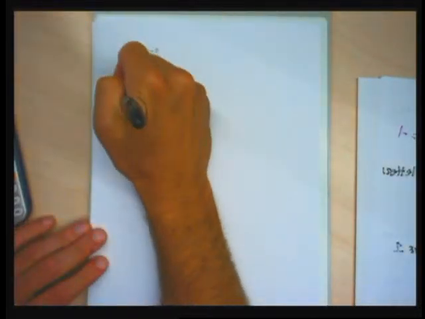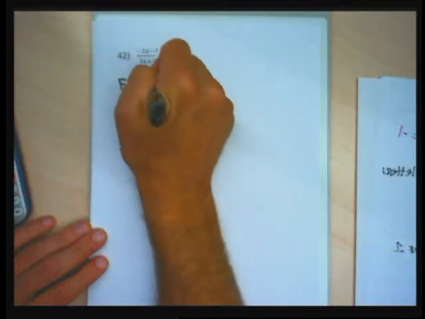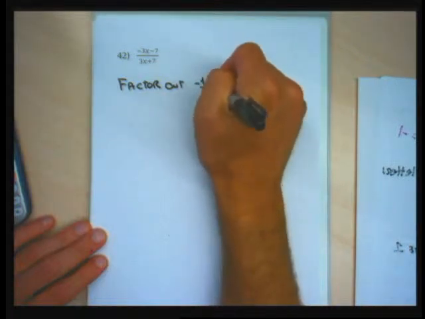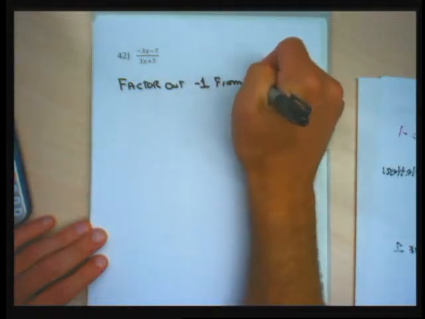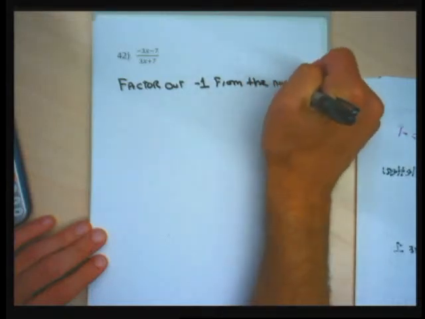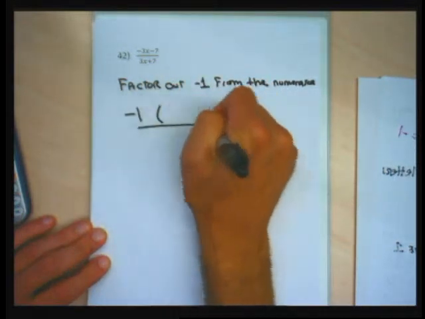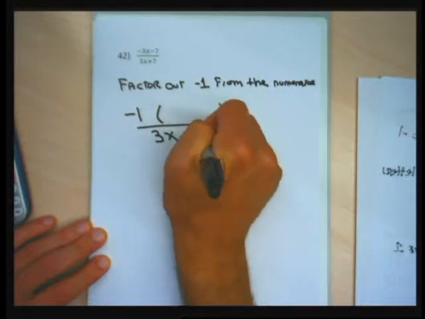Alright, almost done. 42, the letters are already lined up, so I don't have to go through the step of lining up the letters and the numbers. So the rewriting step is not necessary for 42 because the letters and the numbers are all lined up. But there's a term or a piece that has a negative written first. And in this case, it's the numerator. So when I go to do 42, I'm going to factor out a -1 from the numerator. And I'm not going to do anything to the denominator to start.